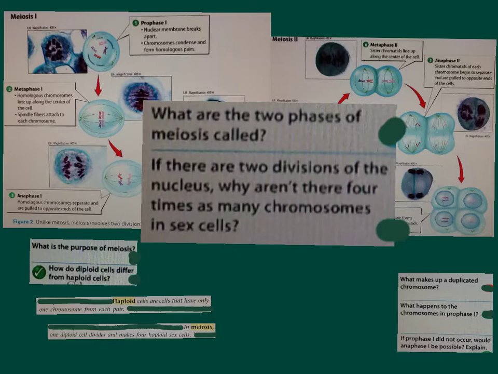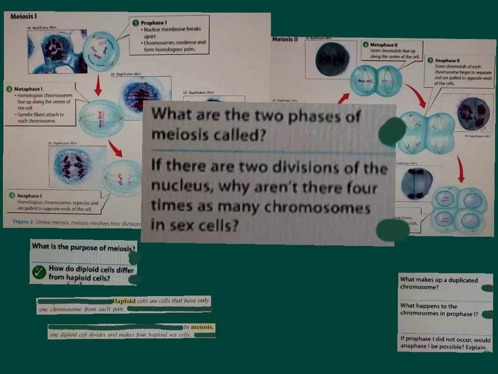Okay, so let's talk about word origin. We're going to talk about the term haploid. Haploid, believe it or not, means one. So how does the meaning of single relate to haploid? Remember that single also means one, and haploid cells have only one chromosome from each pair of chromosomes. So when we talk about diploid, we talk about 2. Haploid, we talk about 1.